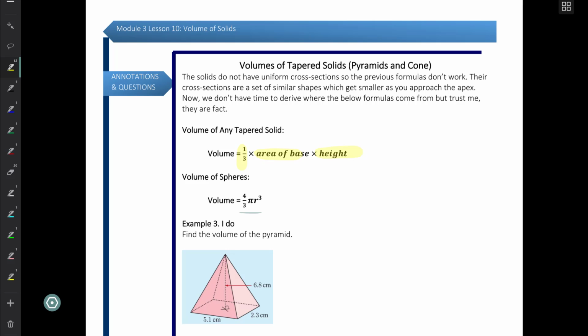Now, very similar to these tapered solids is a special case, and that's the sphere. So the sphere is going to have this formula, 4/3 times pi r cubed. I'll do an example of a pyramid. You go ahead and find the volume of the corresponding sphere.